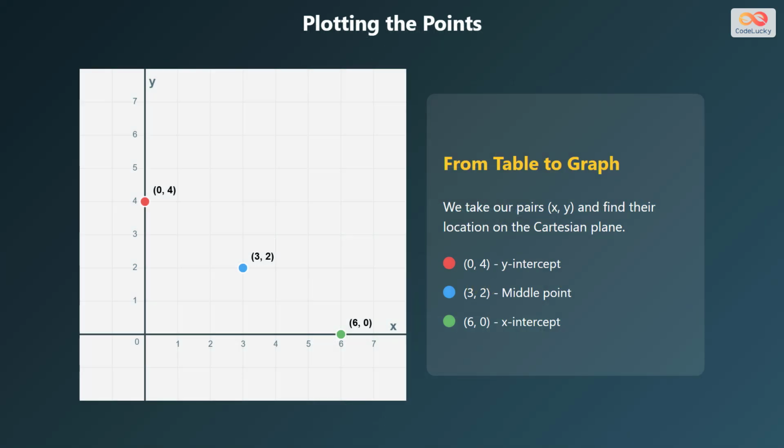Now, let's take those pairs and put them on a graph. We plot (0, 4) on the y-axis, (3, 2) in the middle, and (6, 0) on the x-axis. Notice how they line up perfectly. This is the visual representation of our algebraic solutions.